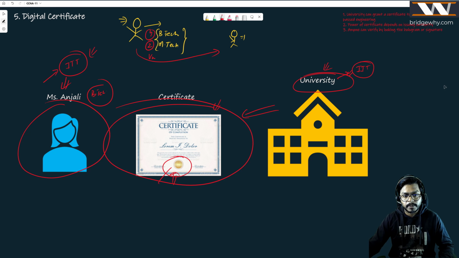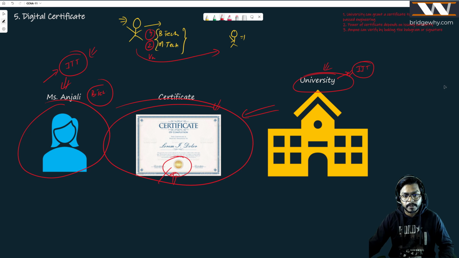Because it is written there that Miss Anjali has spent 4 years here with our institution, and she has passed all the exams. She has the necessary grades, and because she has the necessary grades, we are certifying Miss Anjali that she is capable of doing whatever a BTech engineer can do, because she has passed all the necessary examinations for BTech. And this is my hologram. This is the whole idea behind the certificate.